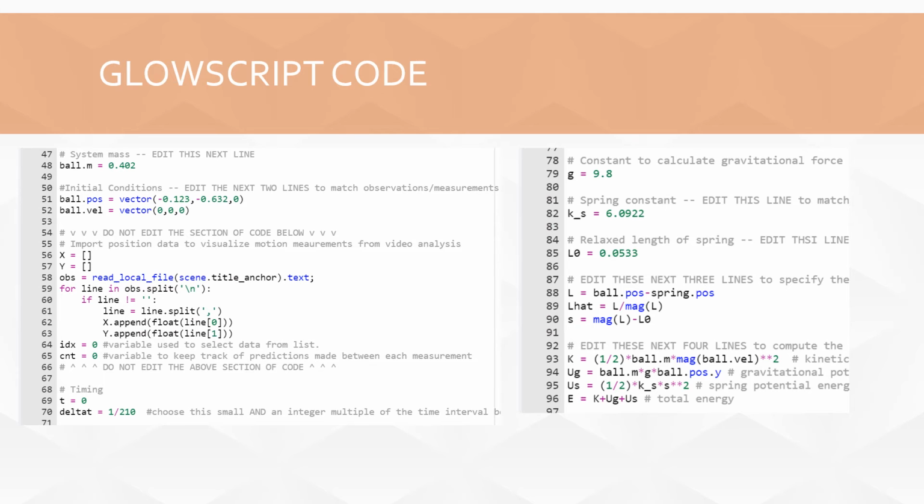Now, going into our GlowScript code, we can see the portions of the code that we edited based on values that we obtained from Tracker. As you can see, we have the ball mass, which we updated. We also have the ball's initial conditions, which are the position and the velocity. We also have delta t, which has to be a very small number so that we can see all of the oscillations in the graph, and the values that we had to change based on the results that we obtained from the observations in Tracker. Also, these 4 lines were updated, as are all the values that we need in order to obtain the energies.